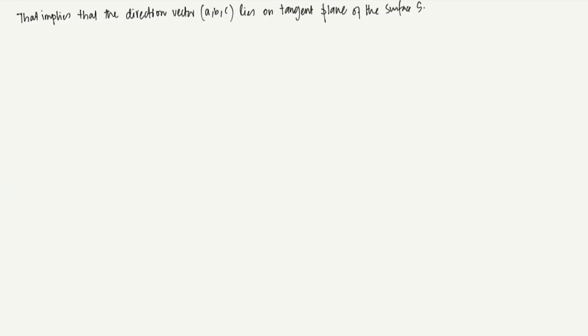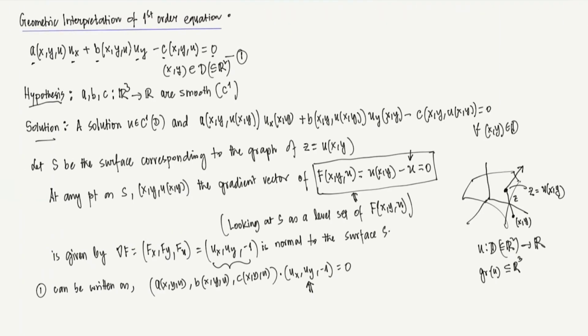Again, look at it. What is happening is this. You have this surface, and at any point x, y, the gradient vector is given by the gradient of capital F. Capital F is given by this. If this is the gradient vector, which is u_x, u_y and minus 1, the equation we have in our hand can be written like this.